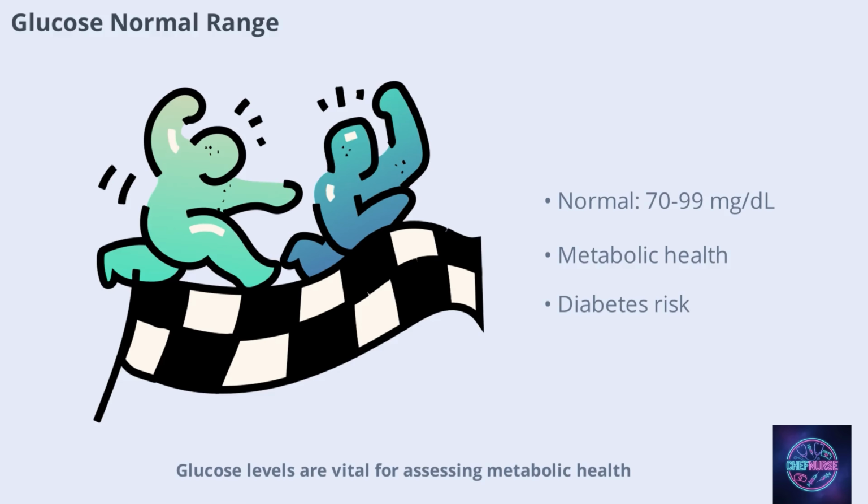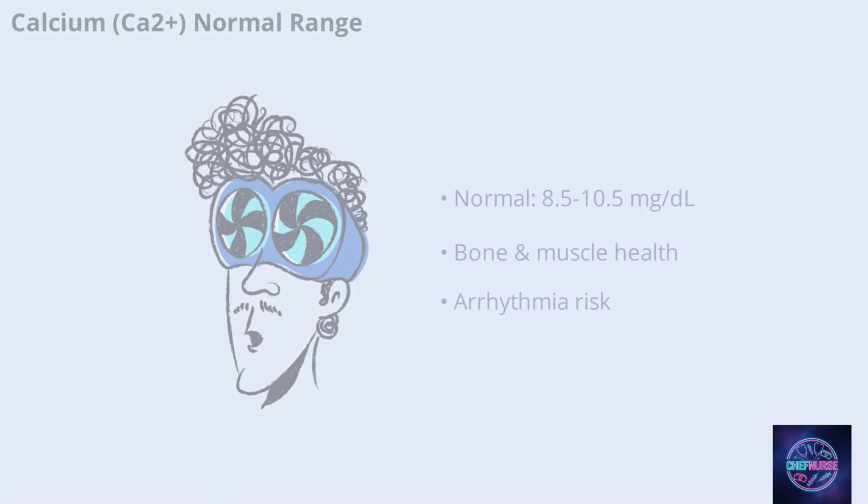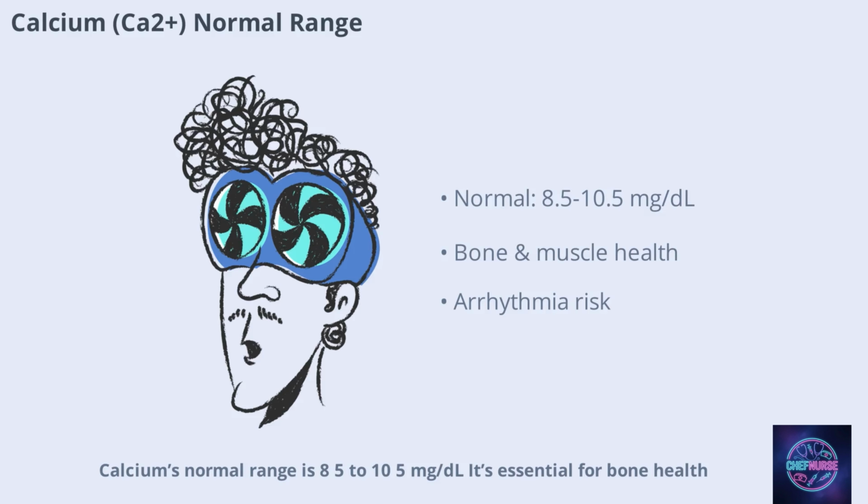Glucose levels are vital for assessing metabolic health. The normal fasting glucose range is 70 to 99 mg/dl. High glucose may indicate diabetes or stress, while low glucose can cause confusion, seizures, or even coma. On the NCLEX, you'll need to recognize symptoms of hypo and hyperglycemia and know how to intervene quickly to prevent complications. Calcium's normal range is 8.5 to 10.5 mg/dl.